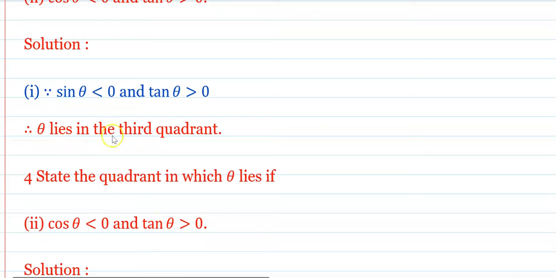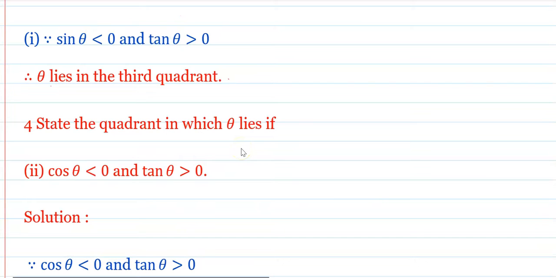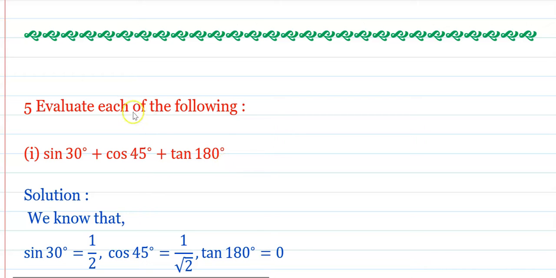See this here. Theta lies in the third quadrant. What about the next? Cos is negative, tan is positive. Again, theta lies in the third quadrant. It is easy: cos should be negative and tan positive. Where does this happen? That is in the third quadrant, where only tan is positive, and sin and cos are negative. Next, evaluate the following.